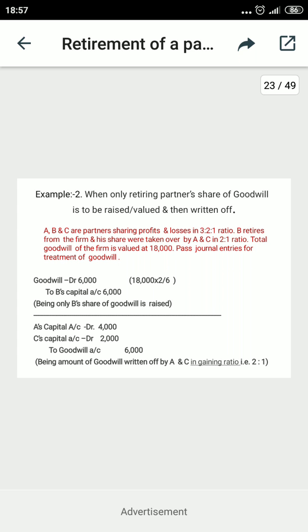Now when only the share is taken, the gaining ratio is used to distribute the share of goodwill. A's capital and C's capital are debited, and the gaining ratio is applied to distribute the 6,000. So the amount is written off in A and C with the gaining ratio. When the full value is raised, the old and new ratios are applied. When only the share is raised, the gaining ratio is applied.